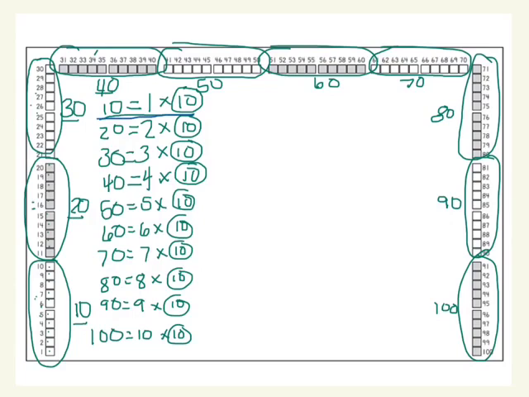Now we always start with our total. All right, so over here we have 10. That was our total, our product. And then we divide that by our group size, which was 10, and that equals, we see here in our multiplication equation, we have 1 left.